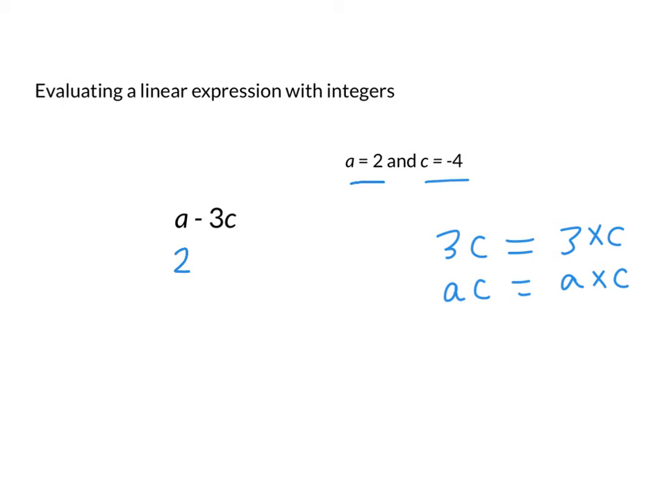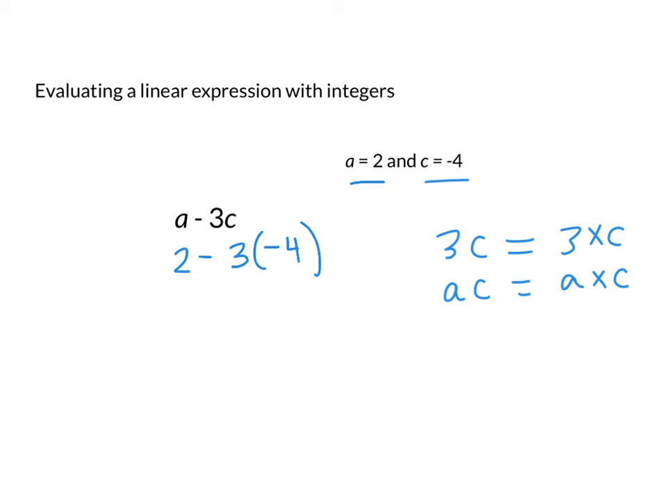So 2 minus 3 times c. I'm going to use parentheses to represent multiplication. So again, a number next to parentheses is also a multiplication problem. So we have 2 minus 3 times negative 4.